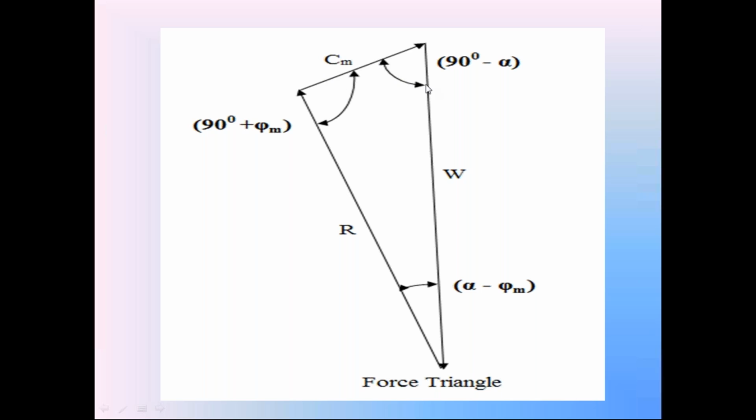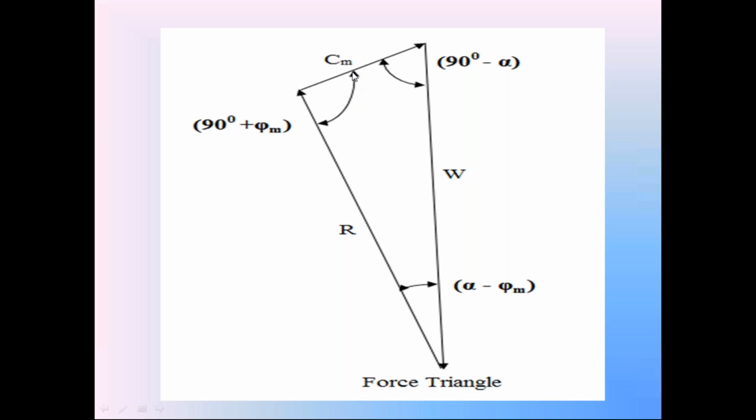Now coming to these angles, as I explained in the last class, between the force Cm and weight W, this angle is 90 minus alpha. Between the force Cm and reaction R, this angle is 90 plus phi m. And between the force W and force R, this angle is alpha minus phi m. These are the angles in that force triangle. Apply the sine rule in this force triangle: Cm divided by sine alpha minus phi m is equal to W divided by sine 90 plus phi m.